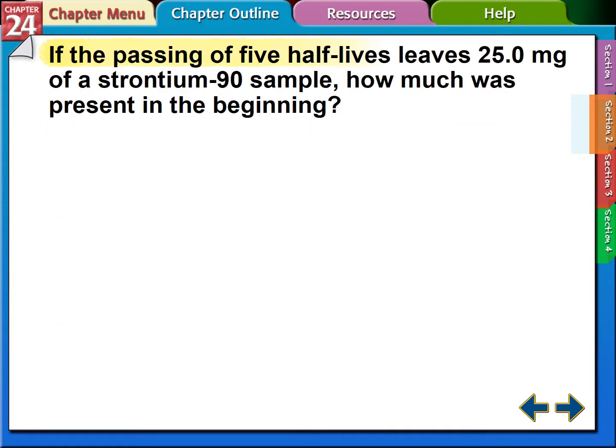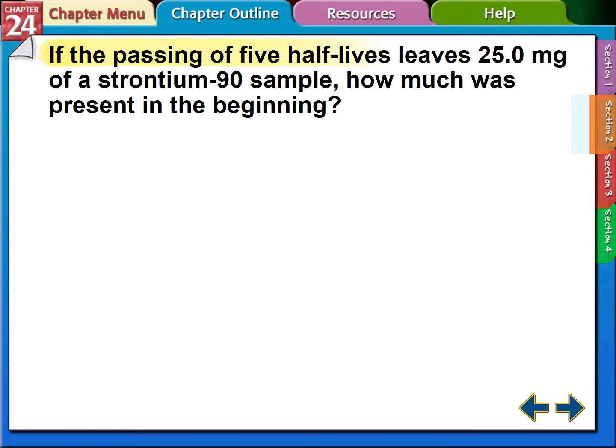Here is another sample problem on half-life. It reads, if the passing of 5 half-lives leaves 25 milligrams of strontium-90 sample, how much was present in the beginning? Now let us analyze this problem.